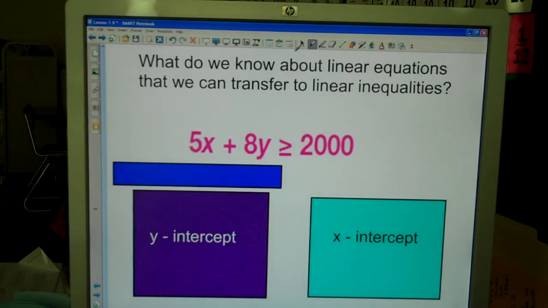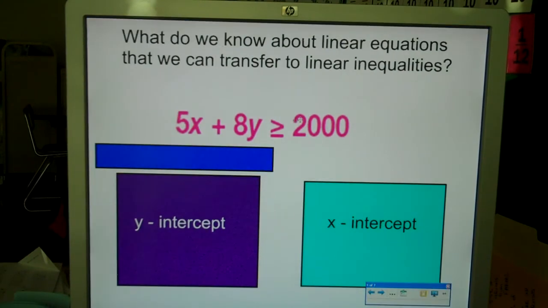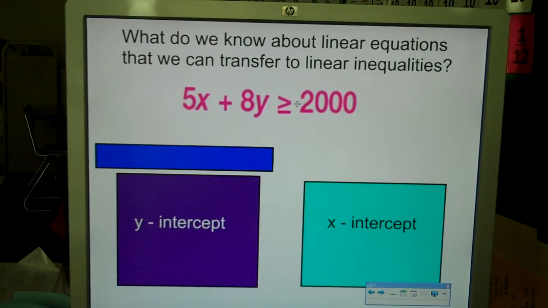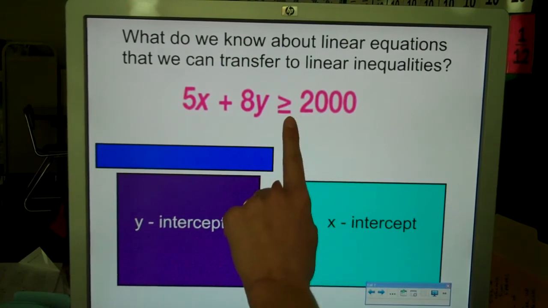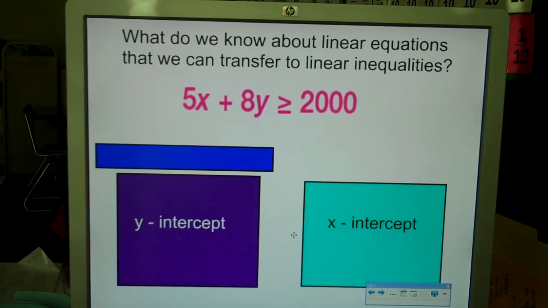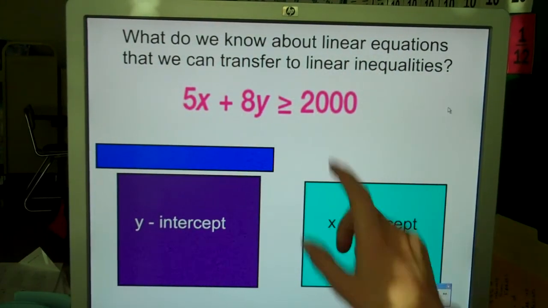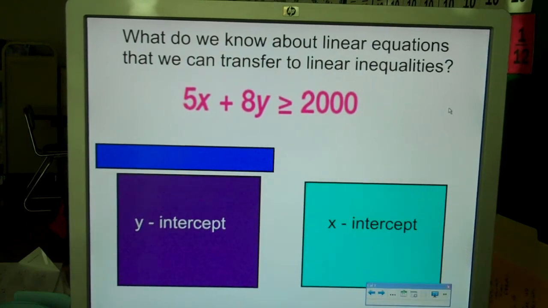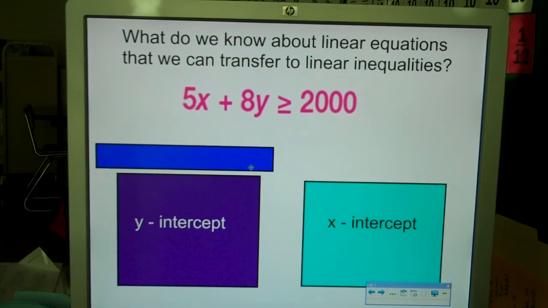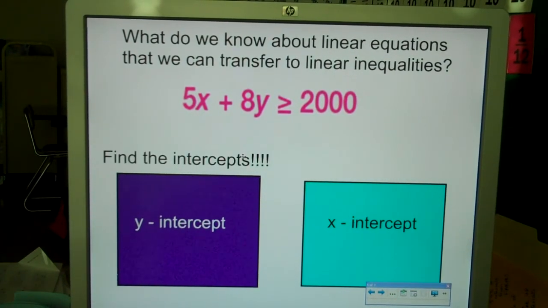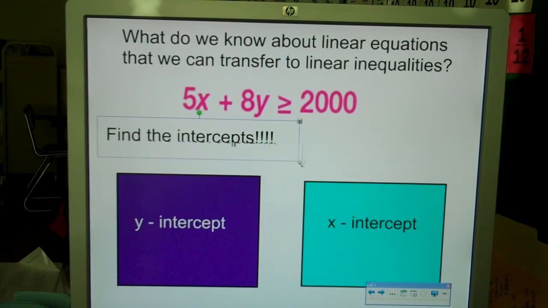Inequalities. Okay? So, now that we know how to do that with an equation, how would we do it when we change the symbol and we make it an inequality? What can we transfer from what we know about linear equations to linear inequalities? How could we graph this? I hope you're saying find the intercepts, okay? Because I like that way much better.